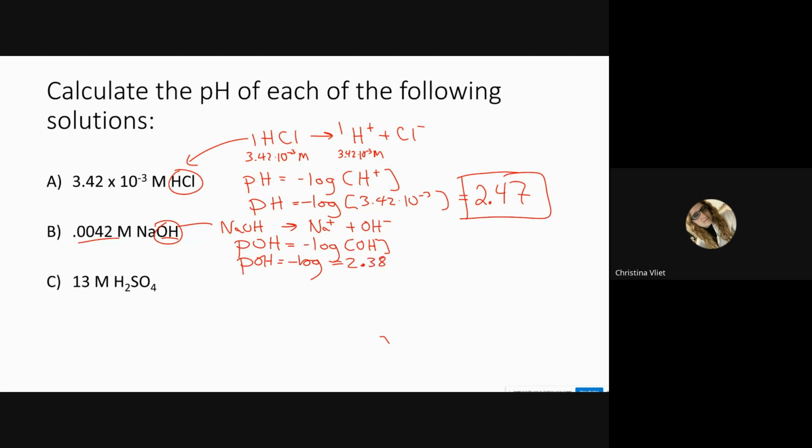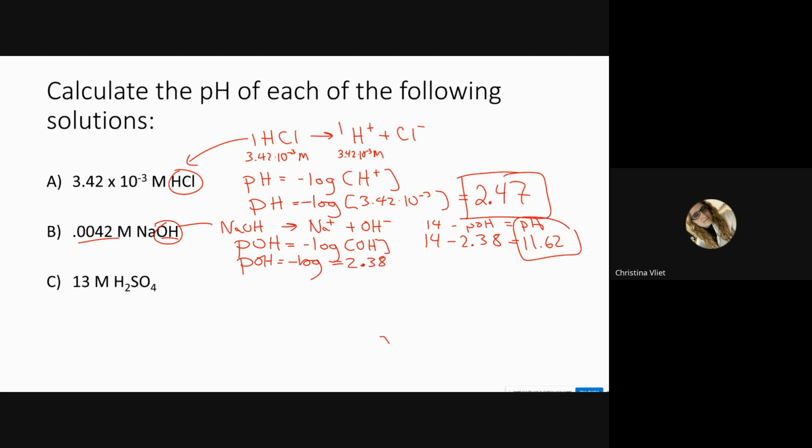What do we got to do now? 14 minus the pOH gives you the pH. That's going to be 11.62, which should make sense. It's a base. It should have a high pH, not a low pH.